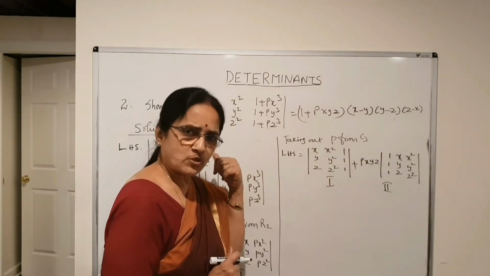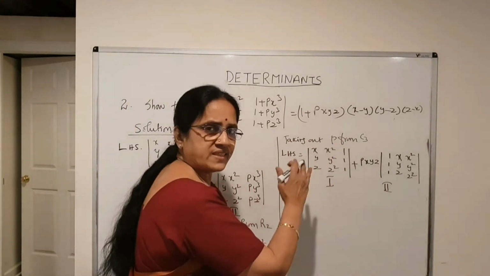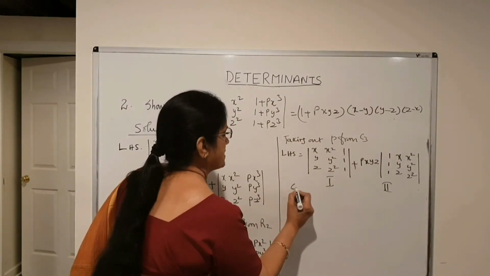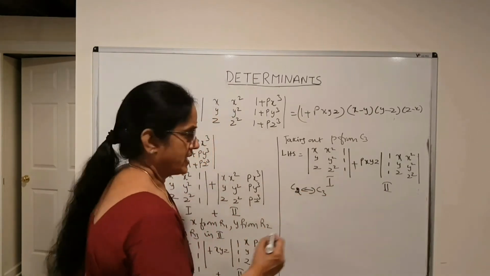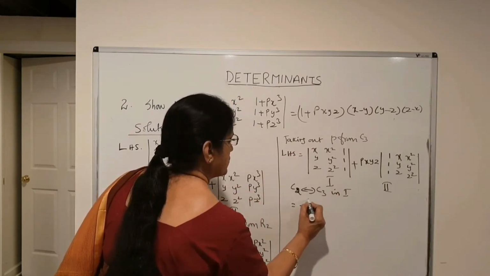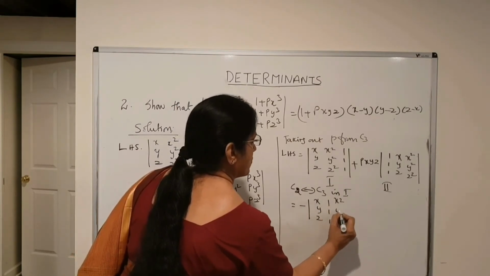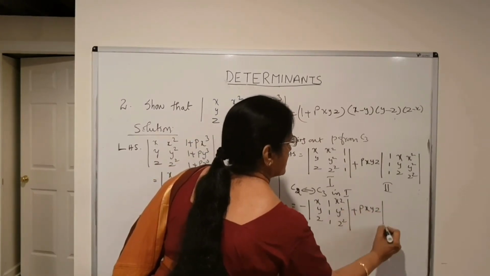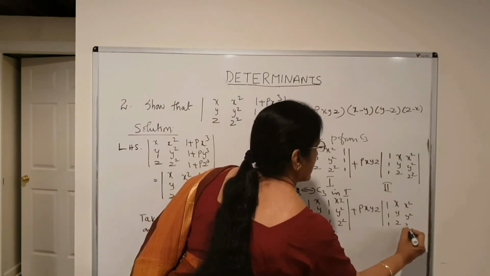Like the previous question, what I am going to do? I am going to shift C2 and C3 and then C1 and C2. I will be getting, so let me write that now. C2 and C3 in 1. I get LHS is equal to negative of x, y, z, 1, 1, 1, x square, y square, z square plus p, x, y, z into 1, 1, 1, x, y, z, x square, y square, z square.